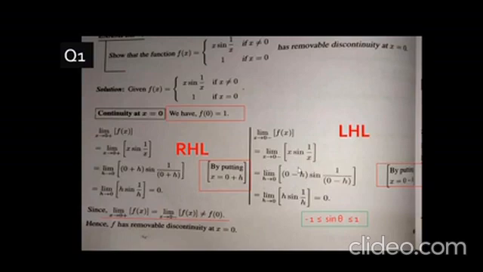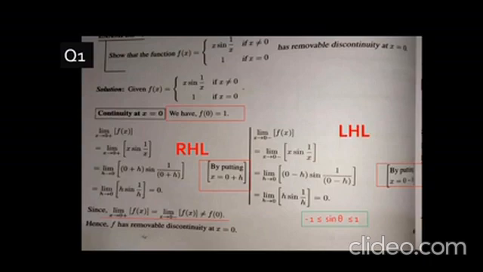But these two values are not equal to the f(0) value because f(0) is given as 1. So that's why we can write this step: limit x tends to 0 plus f(x) is equal to limit x tends to 0 minus f(x), but it doesn't equal f(0). So if it is not equal to f(0), the function has a removable discontinuity at x equal to 0. So we know the definition of removable discontinuity. It means the left hand limit is equal to the right hand limit, but it doesn't equal f(a).